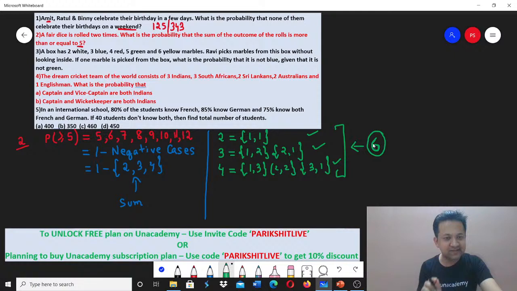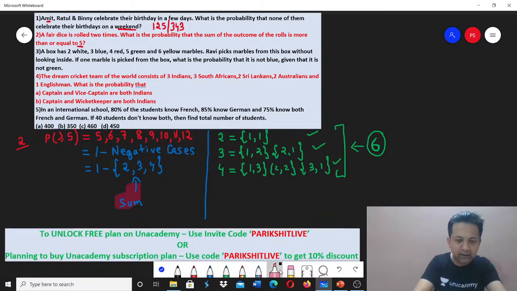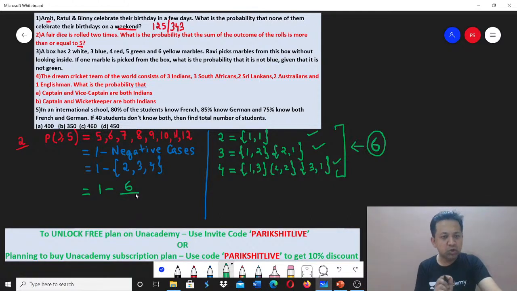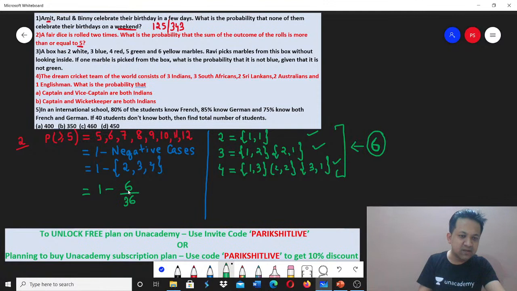So I think we can quickly write it here. How can the sum be less than 5? So there are how many cases? 6 cases. So can I say this will be equal to 1 minus 6 out of a total of how many cases? The total number of cases is 36. How do you know it's 36? There are 6 possibilities on the first die and 6 possibilities on the second die. So 6 into 6 is 36. So 6 by 36 is 1 by 6. The answer is 5 by 6.